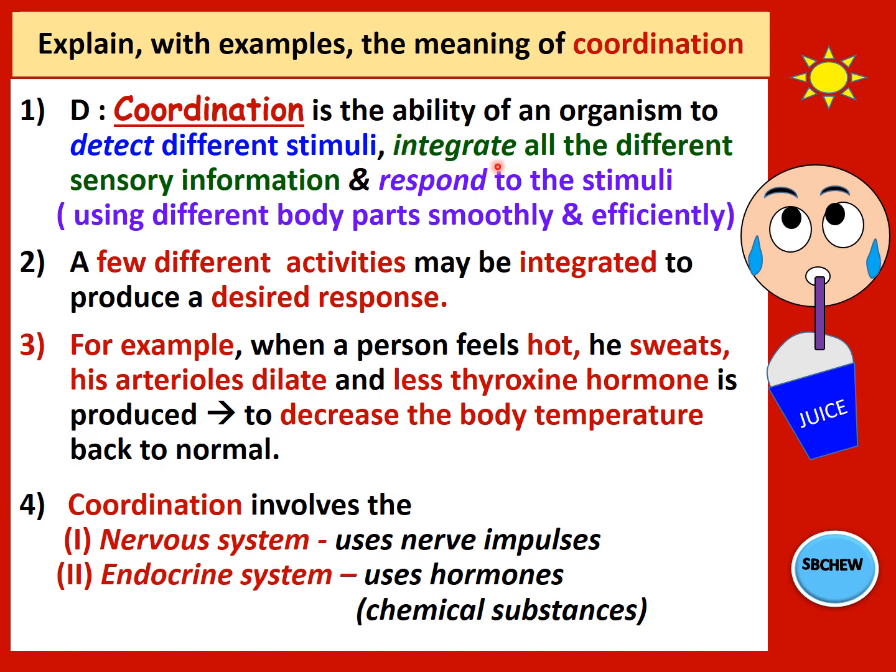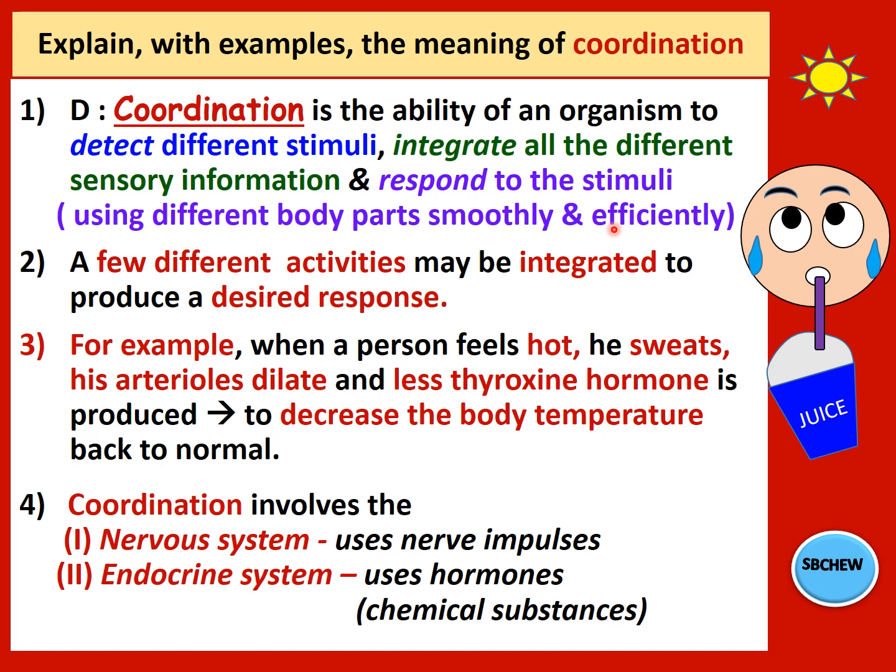To integrate means to combine together, to see it as a whole, to be aware of the surroundings as a whole, and to respond to the stimuli. Now this is the job of the effectors. So when the person responds to the stimuli, usually he has to use different body parts smoothly and efficiently, coordinate them. So this is the job of the nervous system to help coordinate all the activities together.